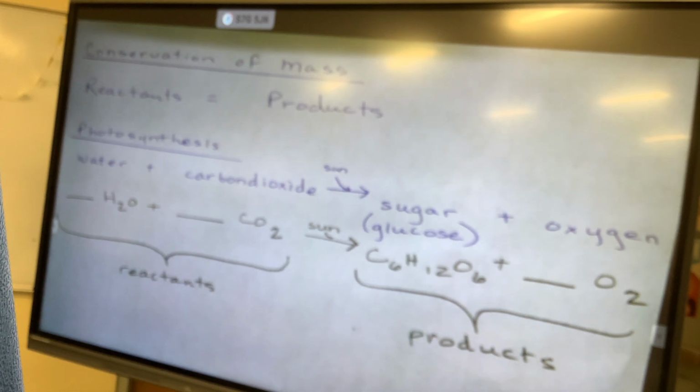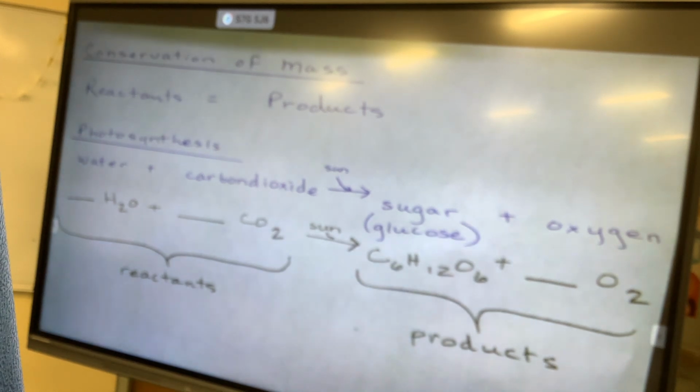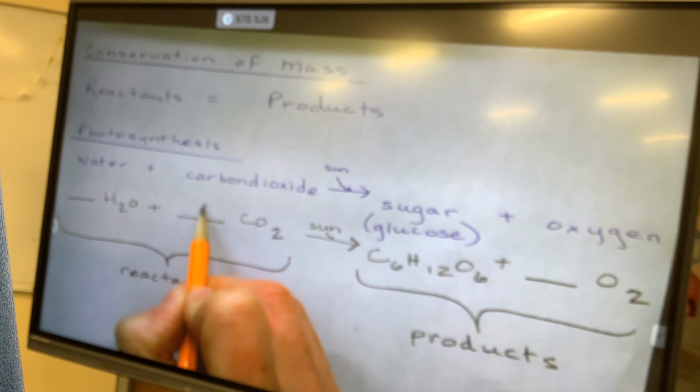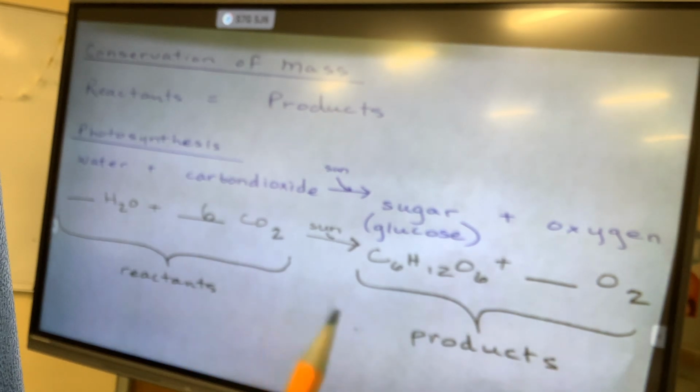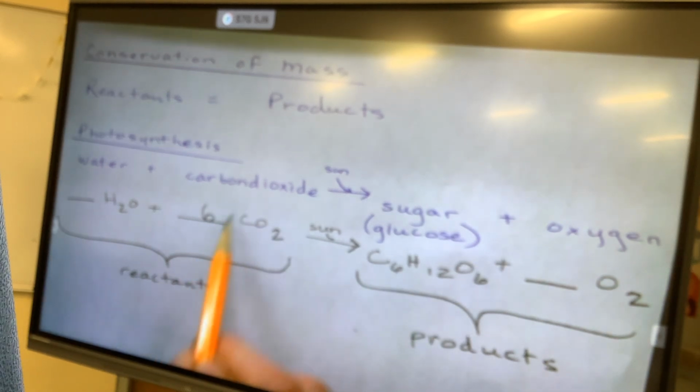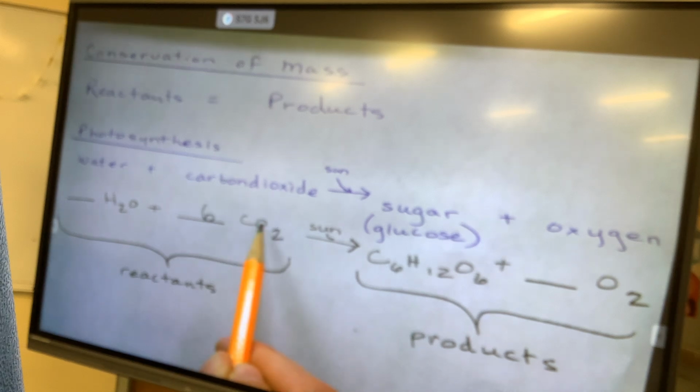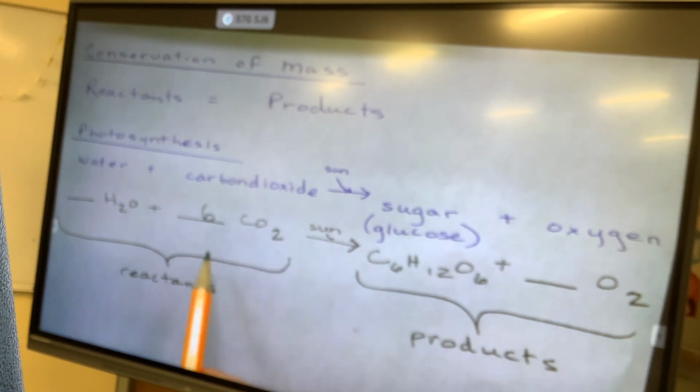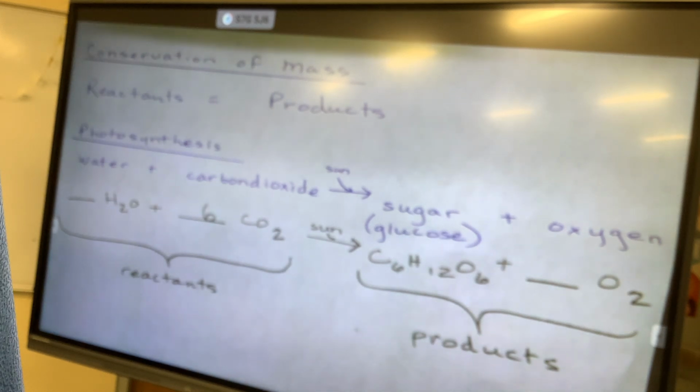Okay, so let's start with carbon, okay? How many carbon atoms are there right here? 1. Okay. How many are there over here? 6. So they're not equal. What can we put in front of this carbon dioxide to make it equal 6? 6, okay? So let me say something about this number. It's not the same as this subscript, because the subscript only applies to this atom of carbon. When we put the number in front of an entire molecule, it applies to all of the elements in that molecule. So this applies to the carbon and to the oxygen. Okay, just want you to know that.